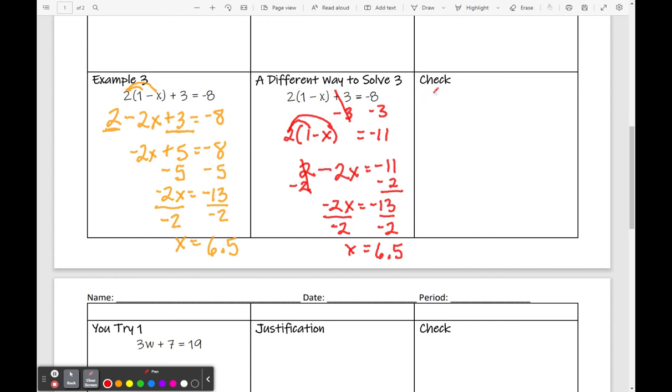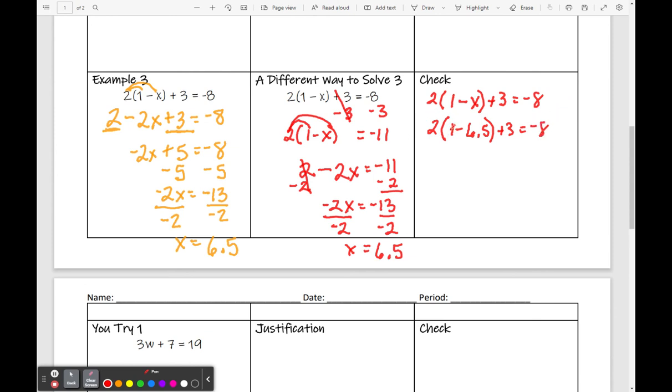Of course, I'm going to check my work. Going back to that original equation, 2 times (1 minus x) plus 3 equals a negative 8. Where I see x, I'm going to add a positive 6 and 5/10. So 2 times (1 minus 6 and 5/10) plus 3 equals a negative 8.